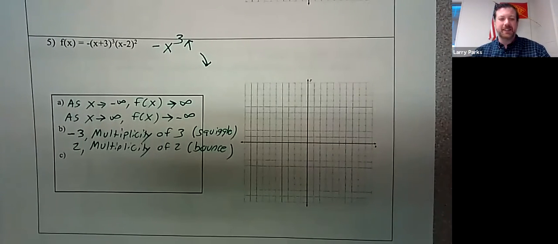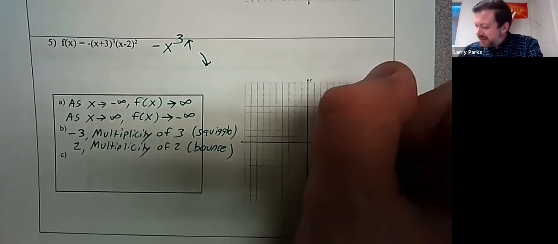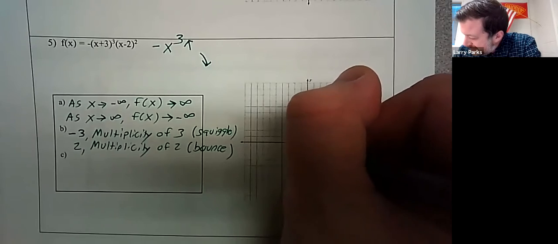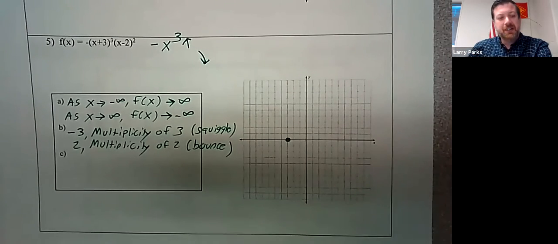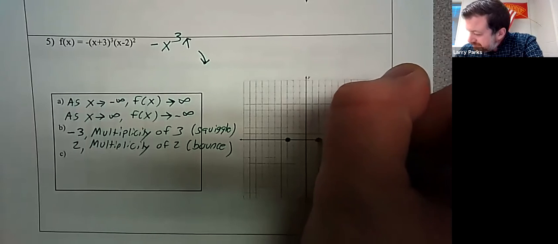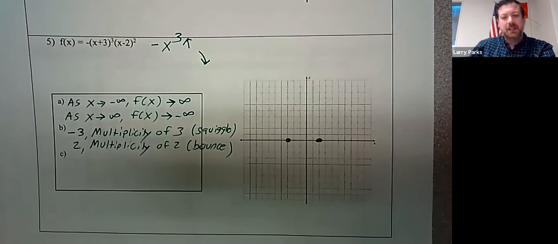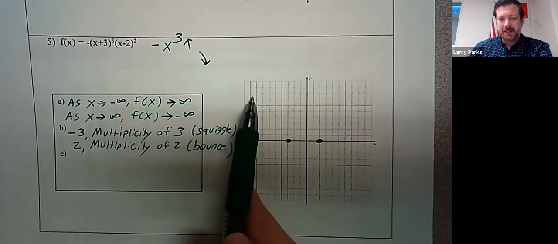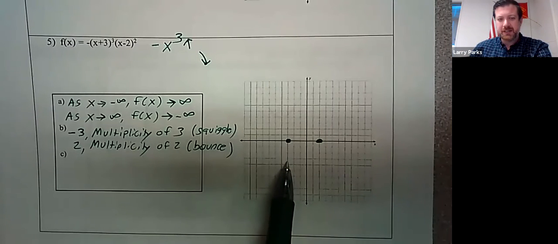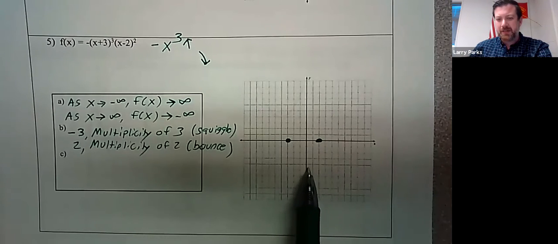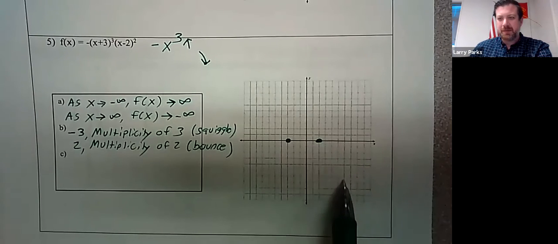And so let me think. Okay, so I know negative 3 is a solution no matter what. 1, 2, 3. I know that 2 is a solution. Okay, so it's going to come down, squiggle, and then it's going to have to come back up to reach that, and then it's going to bounce, and then it's going to come back down.